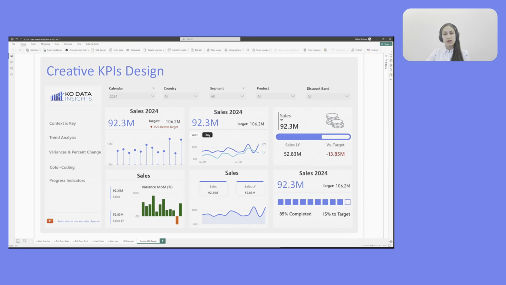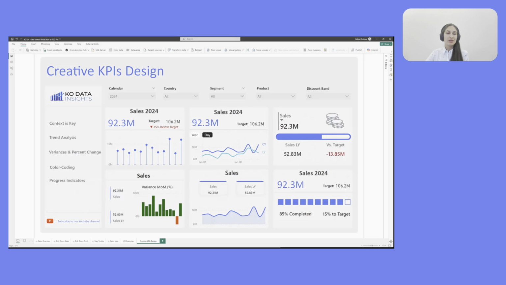And this type of indicator helps managers or teams immediately see how much more effort is needed to hit their goals. It provides motivation and clarity without the need of excessive explanation.